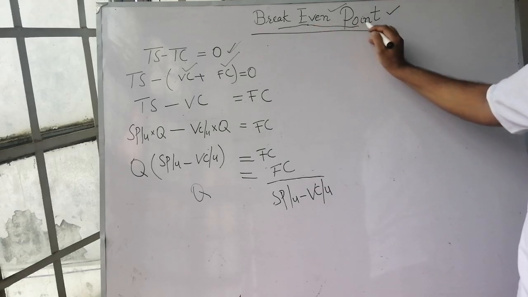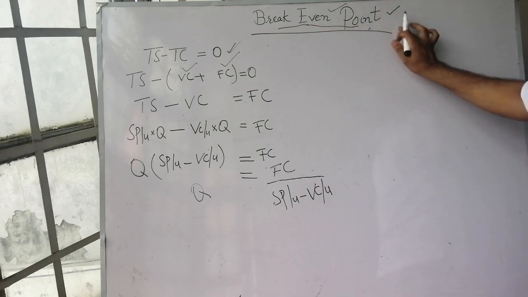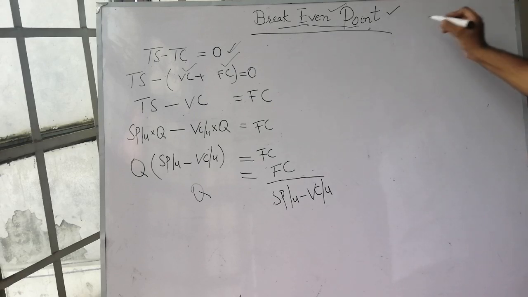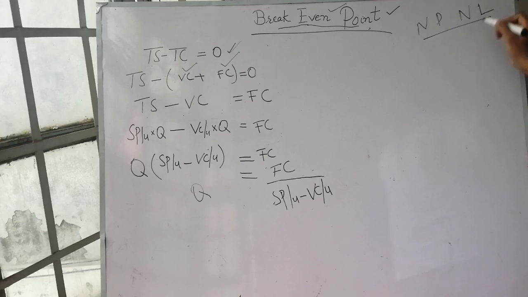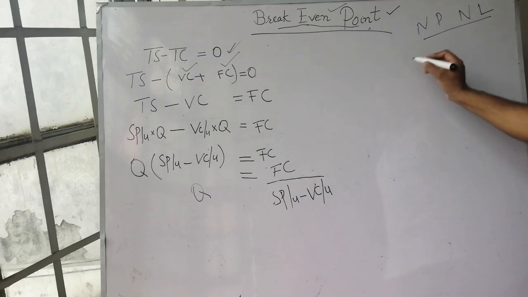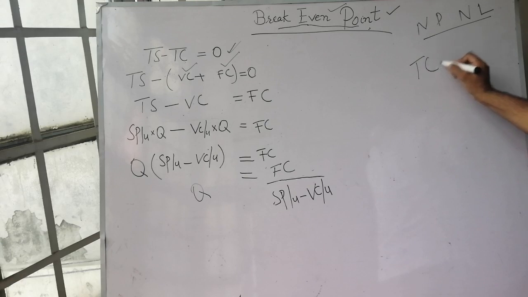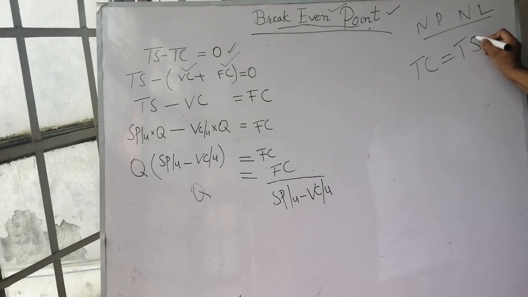Break-even point is a point at which there is no profit and no loss condition. No profit, no loss condition is known as break-even point. This is the point at which the total cost is equal to total sales, which you have earned and which you have spent, nothing more than that.